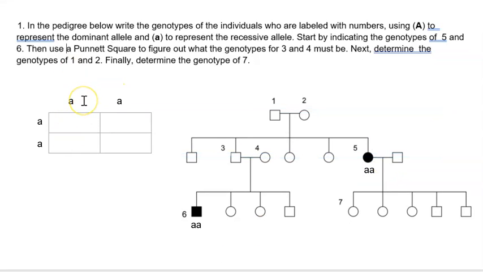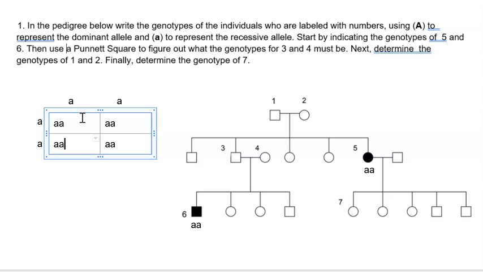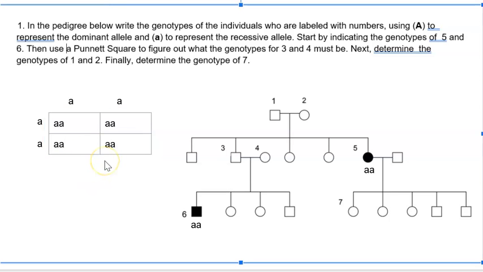There's a Punnett square right here. So let's just say we don't know anything about the parents. Let's assume they're both homozygous recessive. So what possible offspring can they have? Well, they can only have homozygous recessive offspring, so it makes some sense.